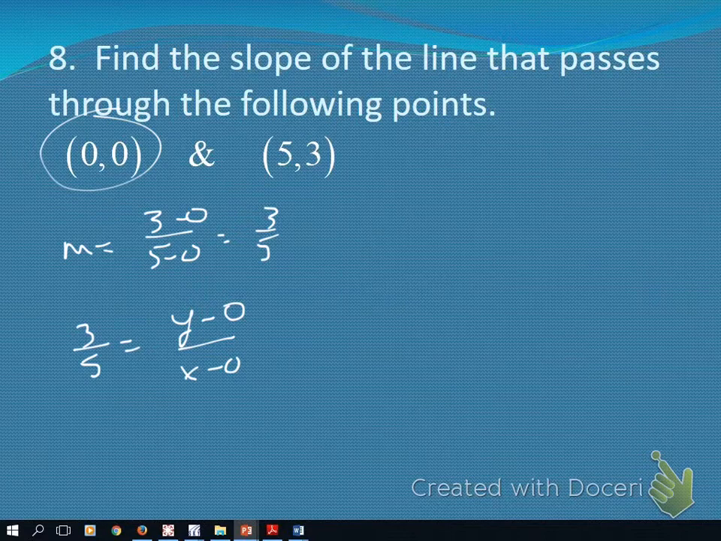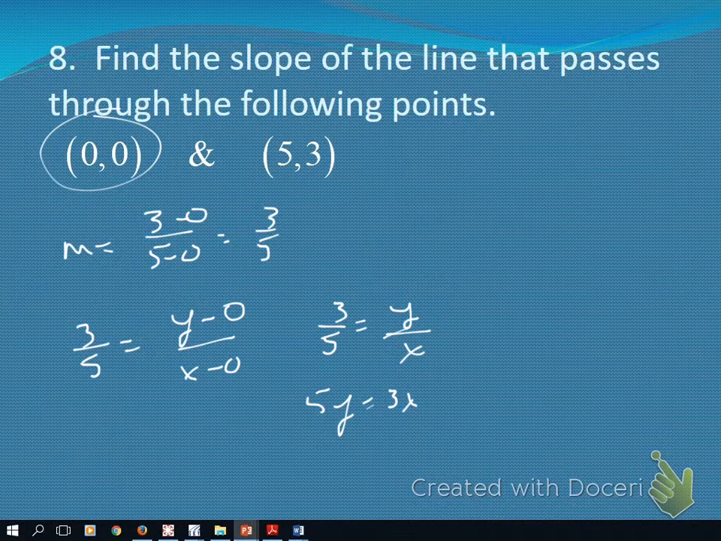Right? y minus 0 over x minus 0. Well, y minus 0 is just y. x minus 0 is just x. Now we cross multiply and get 5y equals 3x. Divide by 5 and you get y equals 3/5 x. The y-intercept is 0, so you don't see it there. But that's your equation of a line in slope-intercept form.